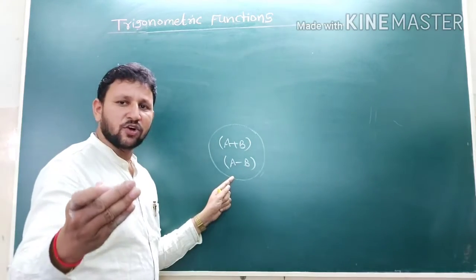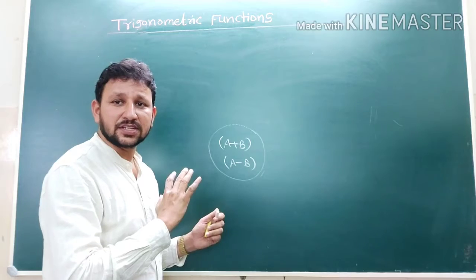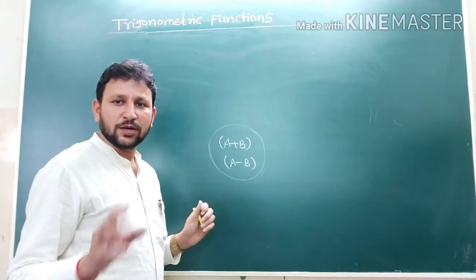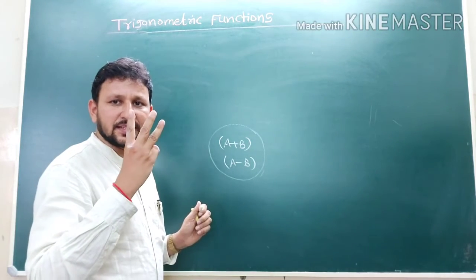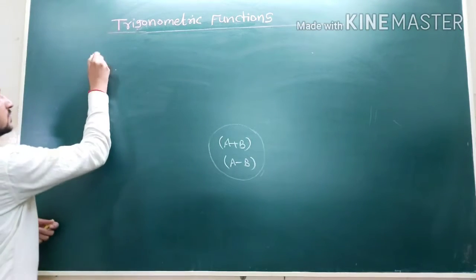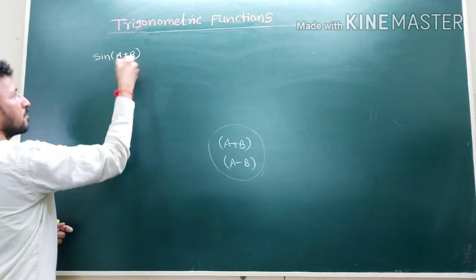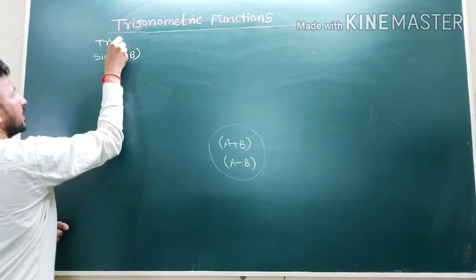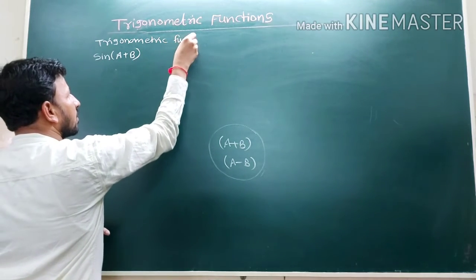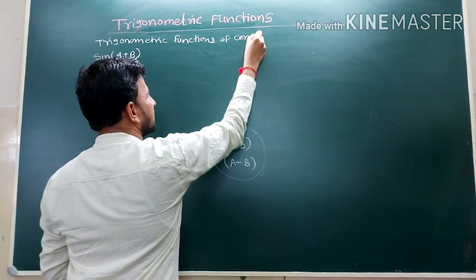Next function we take cos, then tan. Formulas are only for the sin, cos and tan, three functions. By taking reciprocals, we get the cosec, sec and cot. Compulsorily, first learn the three formulas related to sin, cos and tan. See the first one, compound angle formula, sin of a plus b. So here, trigonometric functions of compound angles.